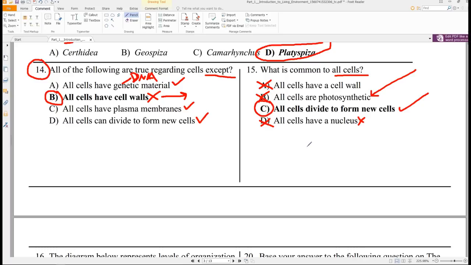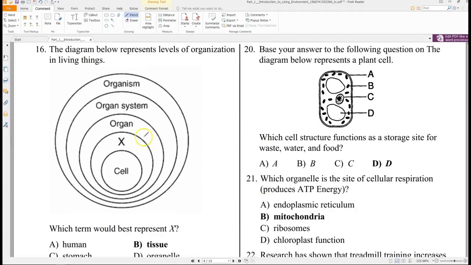Prokaryotic cells like bacteria do not have a nucleus. Their DNA is found in a nucleoid region. Next. Oh, put a star next to this one.